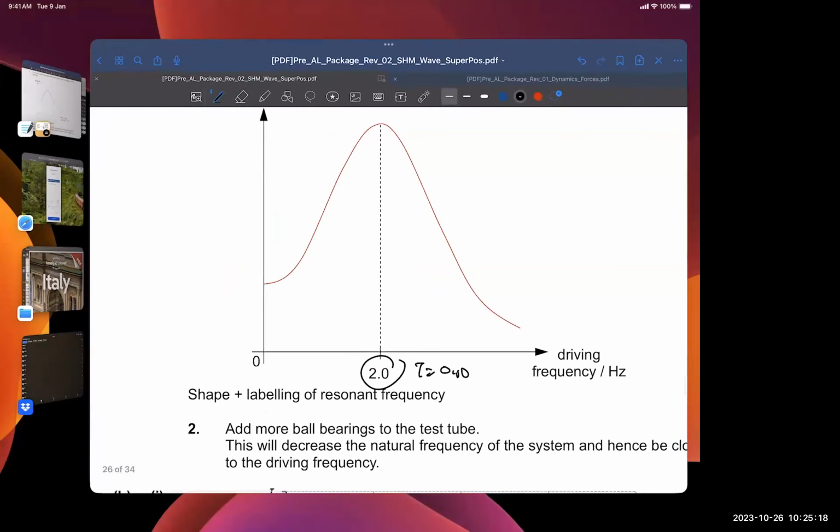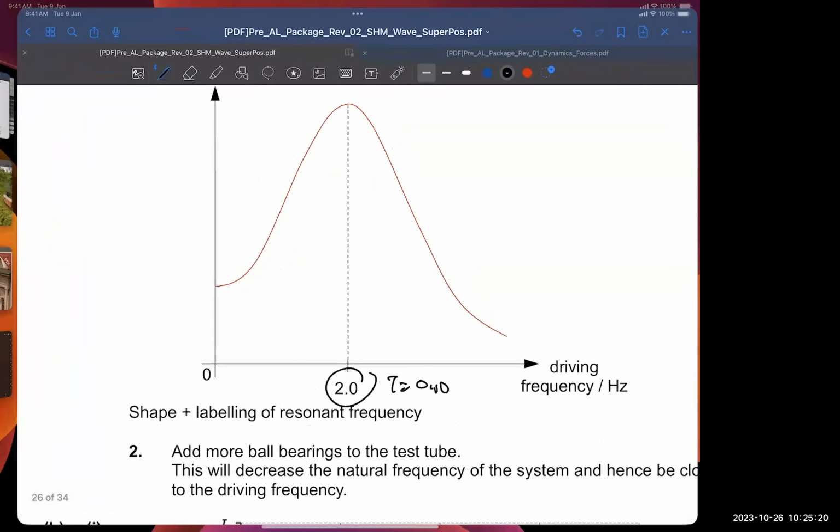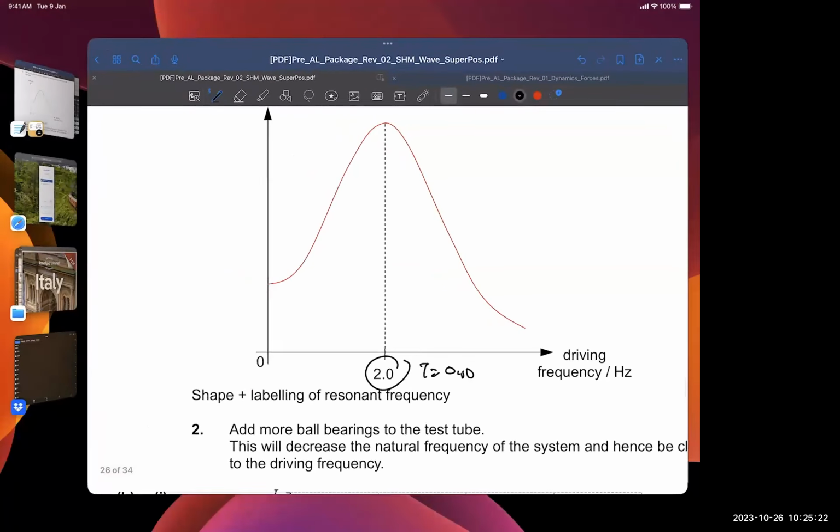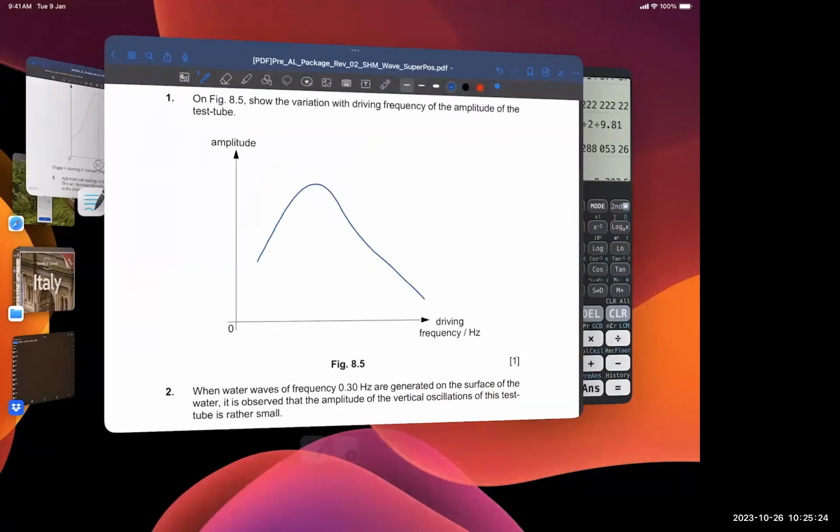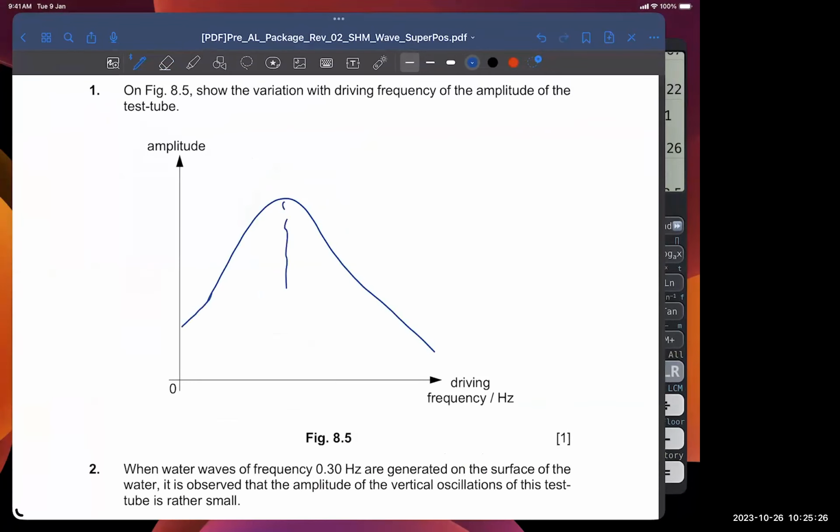Okay, so back to my original one. Over here, I just touch it. Touch it right now. Okay. So this one will be 2.0.